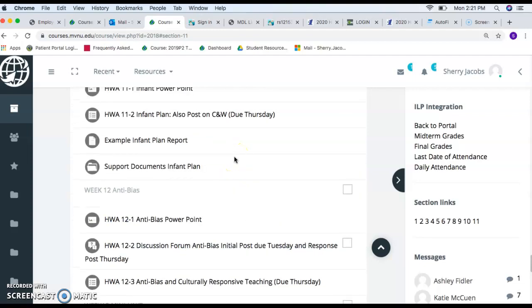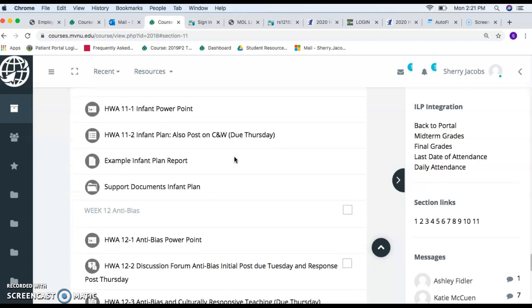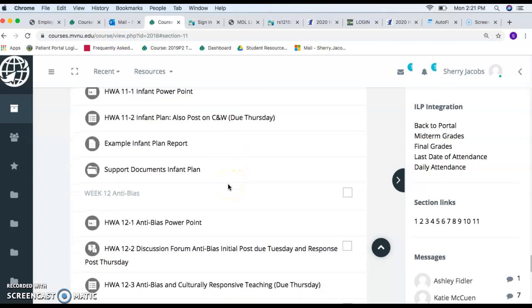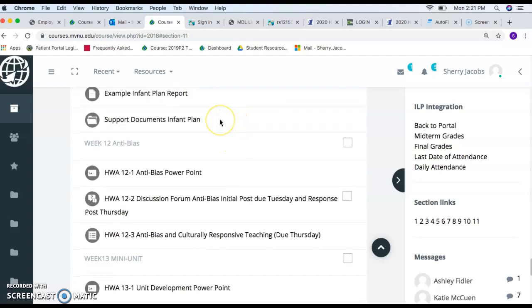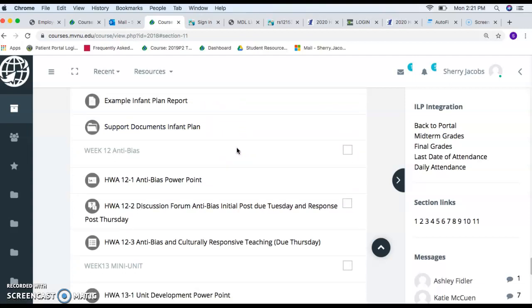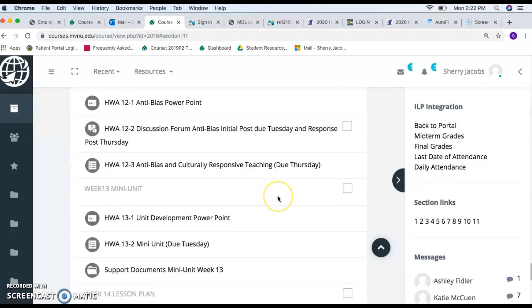I have finished grading all of your infant plans on Moodle, and we'll be grading them on Chalk and Wire shortly. Although I got these done certainly well within the time that we are typically given of getting them scored, it takes a lot longer with some things. So I've been working hard to get them done, and we'll work real hard on getting the Chalk and Wire done as well. So for week 12, we're going to be talking about anti-bias.